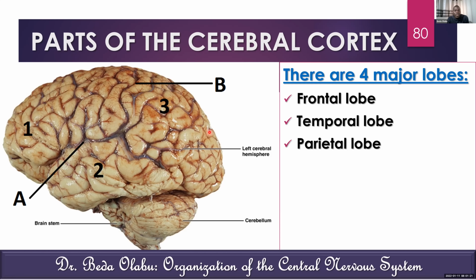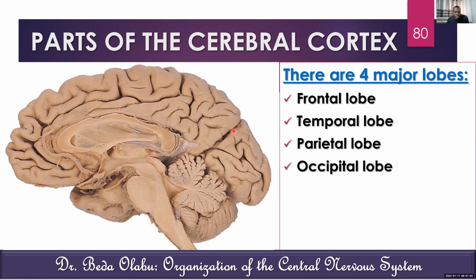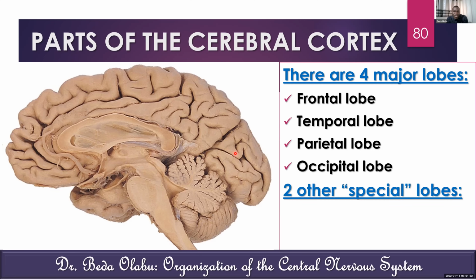If we were to look at it from the medial aspect, we will see the parieto-occipital sulcus being the posterior limit of the parietal lobe. The occipital lobe therefore begins from that imaginary line posteriorly, or if you were to look at it from the medial aspect, then that is the occipital lobe. So those 4 are the major lobes of the cerebral cortex. However, there are 2 other special lobes that you are likely to come across. And so I want to talk about them as well in this particular lecture so that when you come across them, you understand where to place them.